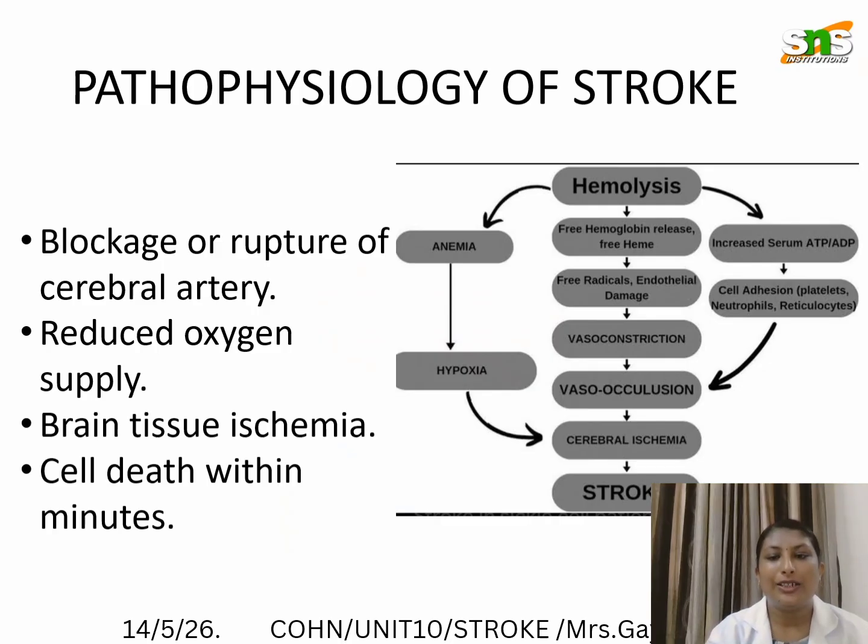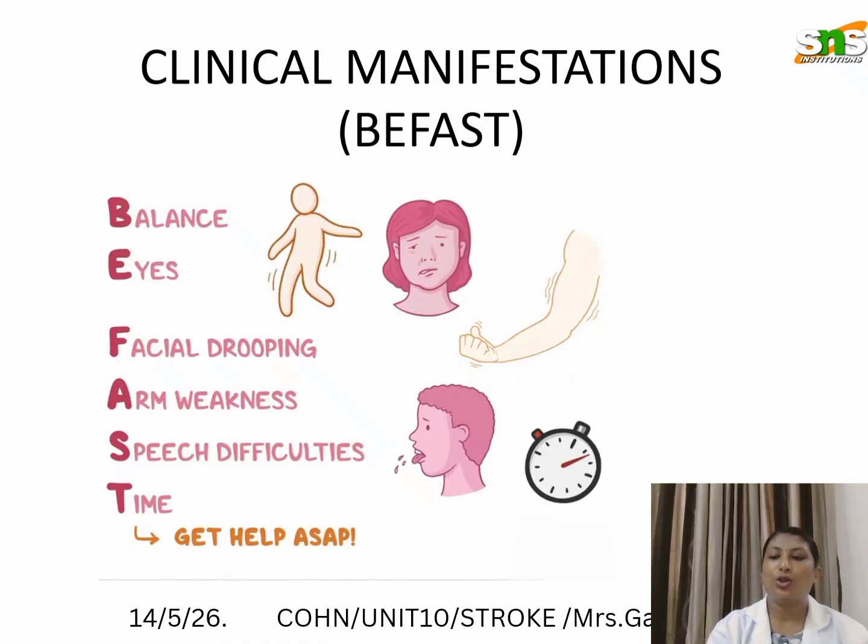Pathophysiology of stroke: the etiological causes lead to blockage or rupture of a cerebral artery, which leads to reduced oxygen supply, causing brain tissue to undergo ischemic cell death within minutes. Hemolysis leads to release of free hemoglobin and free heme. It leads to free radical endothelial damage, vasoconstriction, vascular accumulations, and then cerebral ischemia. It leads to stroke.